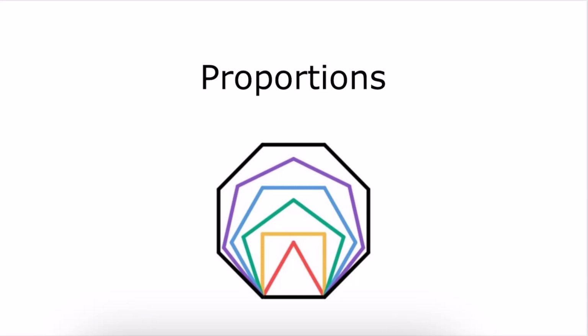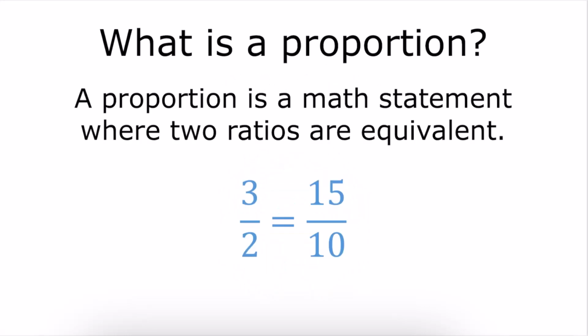Everybody. In this video, we're going to talk about what a proportion is, and we'll talk about two methods that you can use to help your students solve proportional word problems. So, the definition of a proportion is that it's a math statement that says that two ratios are equivalent to each other. And usually, when we write proportions, part of one of the ratios will be missing.